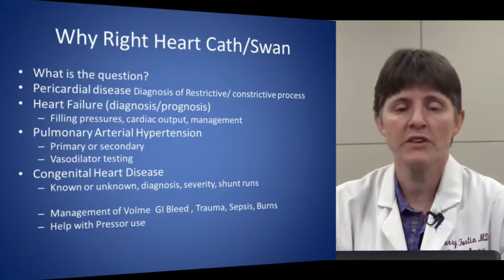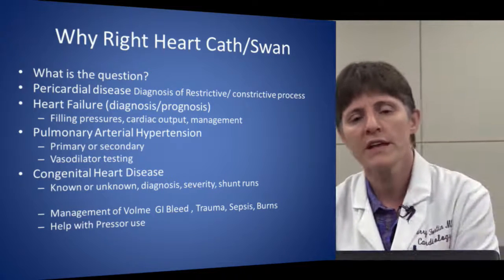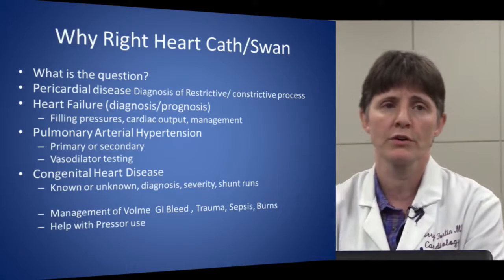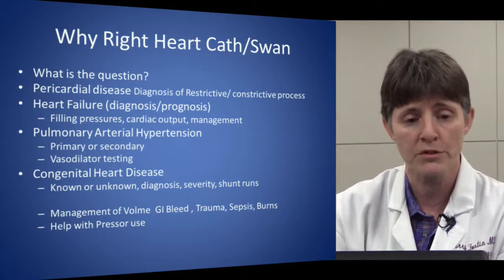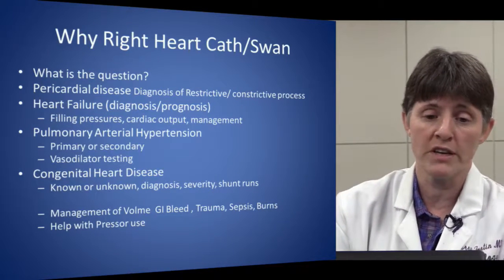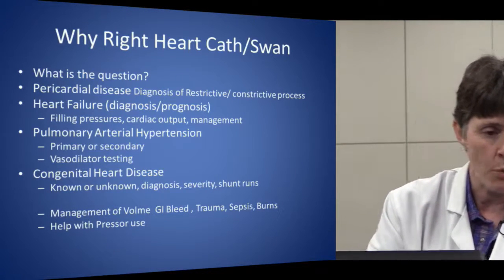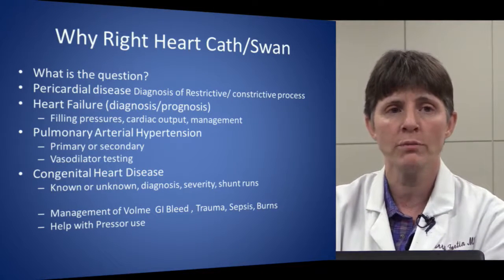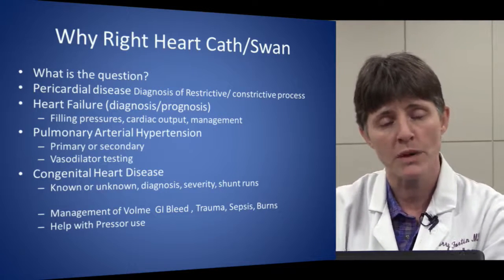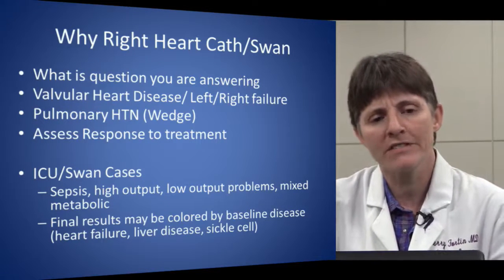We want to know what the question is before we start. So whether it's a Swan or right heart cath, know what we're looking for. Do we think there's pericardial disease? Do we think there's heart failure? If so, is it left or right heart failure? Are we looking to help diagnose pulmonary hypertension, and whether that's primary or secondary? Are we looking for congenital heart disease, either because we know it's there or there's some clue in imaging or something else? Are we in the ICU and we want to manage volume? Is there a GI bleed? Is there trauma or sepsis? Is the patient on pressors and we can't seem to fix things? All are good reasons, but you need to know what you're asking before you get in there.